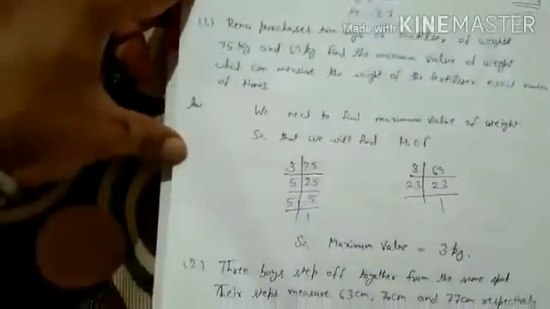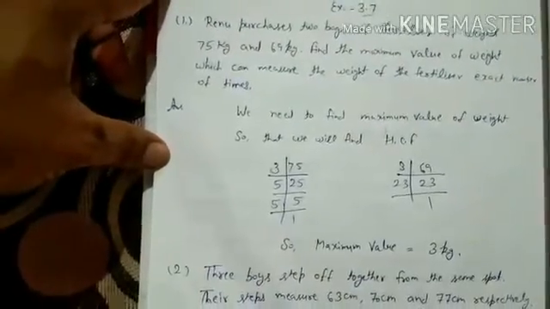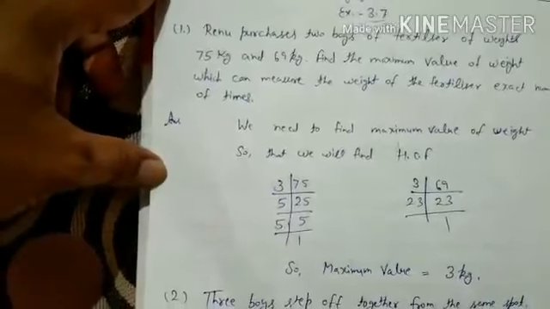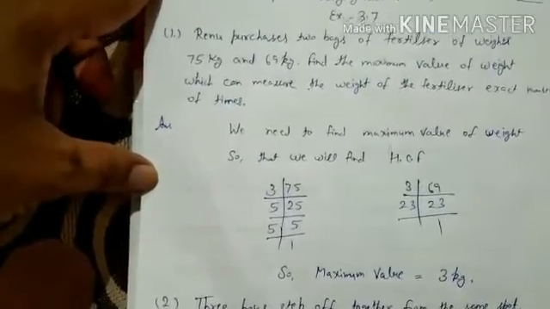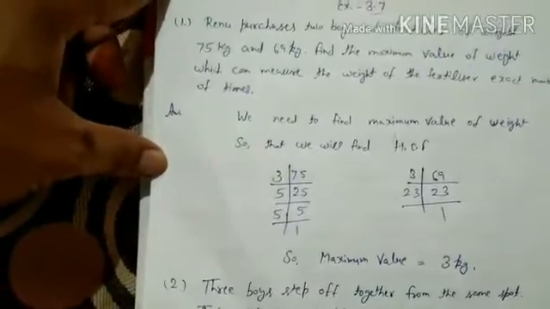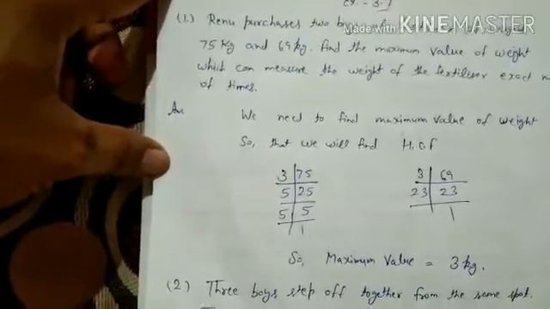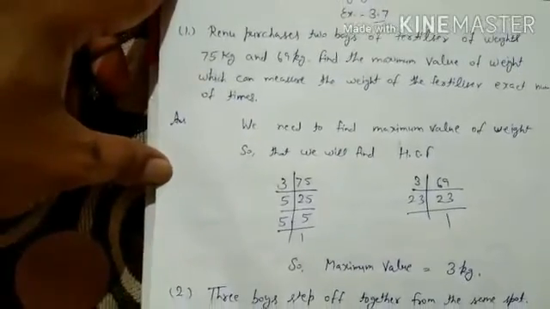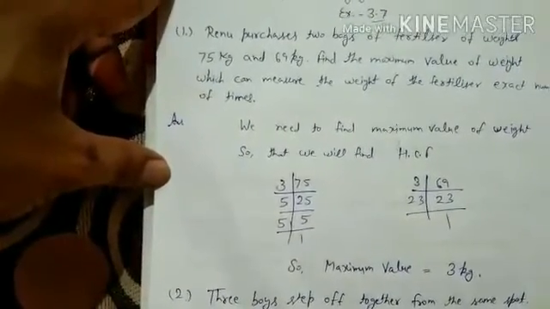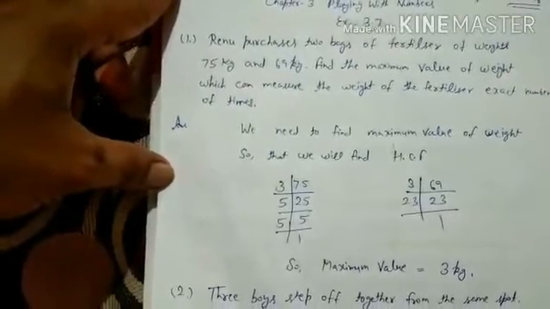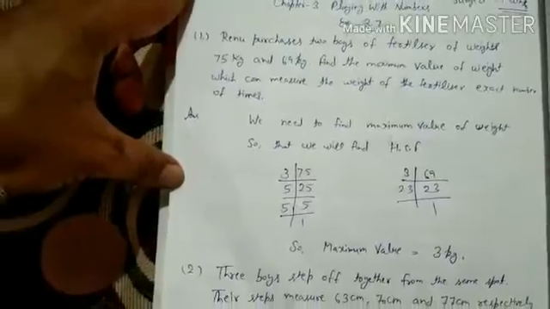For finding HCF we are using the prime factorization method. First we do the prime factorization of 75, and then the prime factorization of 69. You can see the common factor in these two prime factorizations is 3. So the maximum value of weight is 3 kg, and this is our answer. Hope you can understand it. If you don't understand, there is one more problem. So let's start with the second problem.